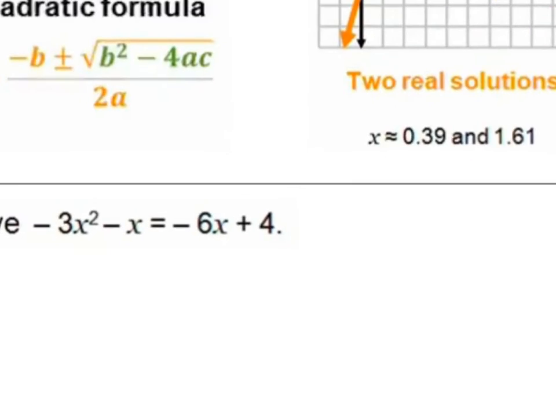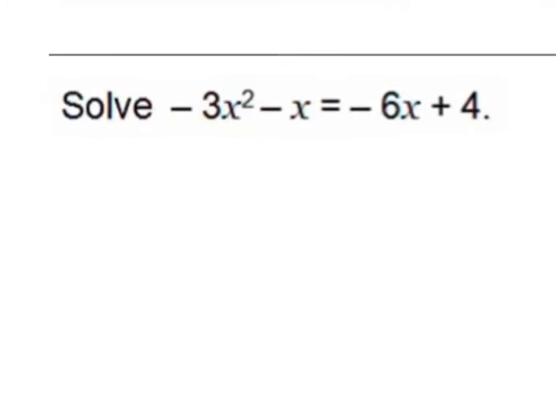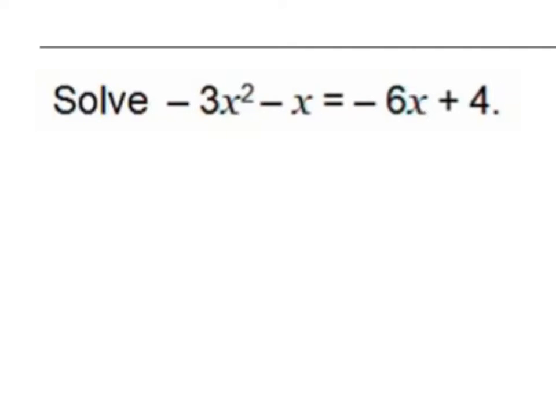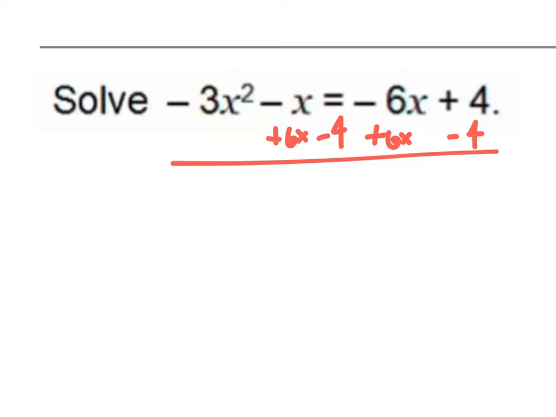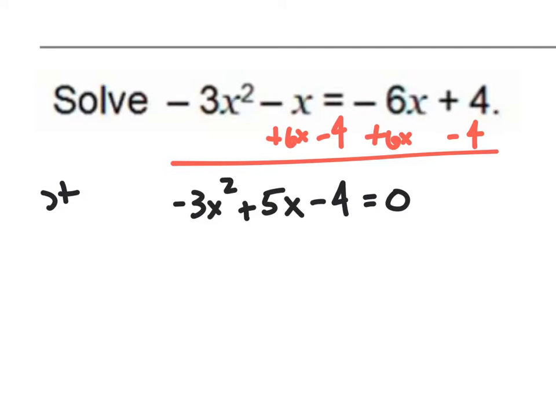So let's go ahead and solve this equation using the quadratic formula. What I notice is that it's not in standard form, so I'm going to move all my values to the left side and set it equal to 0. I'm going to add 6x to both sides and subtract 4. So we get negative 3x squared plus 5x minus 4 equal to 0. So this is in standard form.